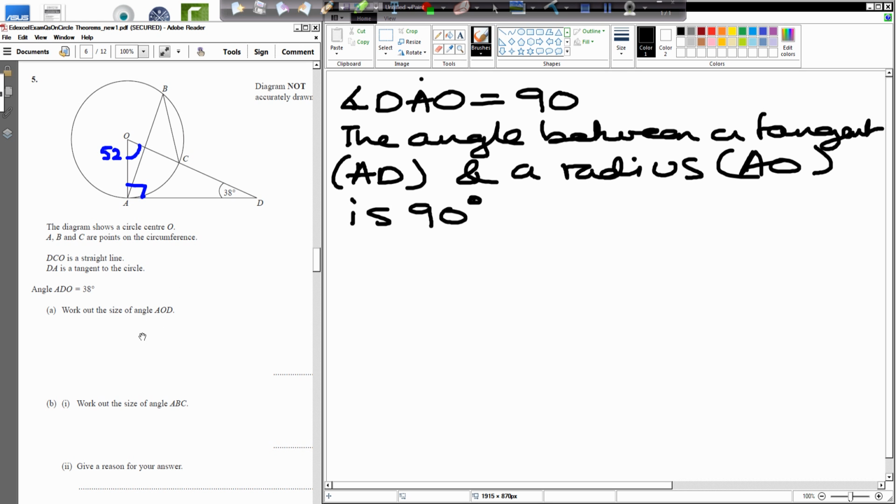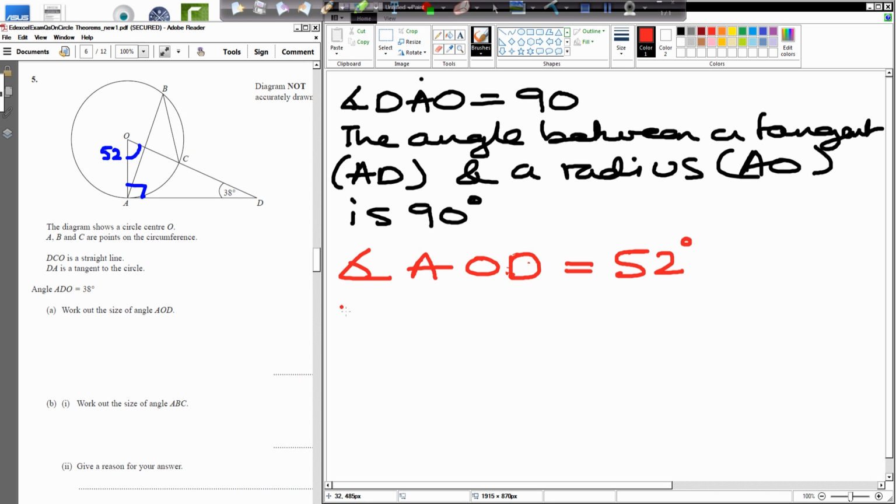Okay, so we worked out that angle. We work out AOD now. So what's angle AOD going to be? So we can say now here, angle AOD is equal to, what do we say it was? Angle AOD is equal to 52 degrees. And why is it equal to 52 degrees?